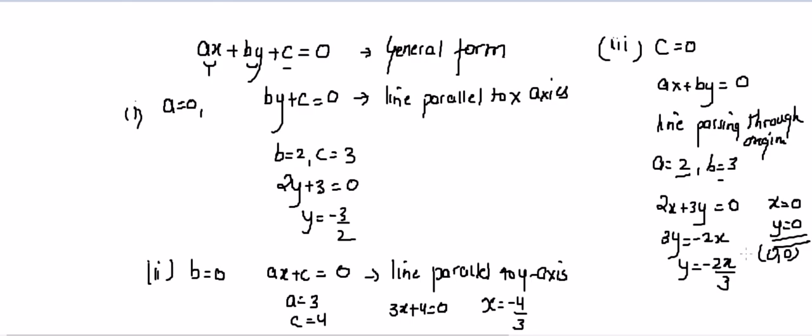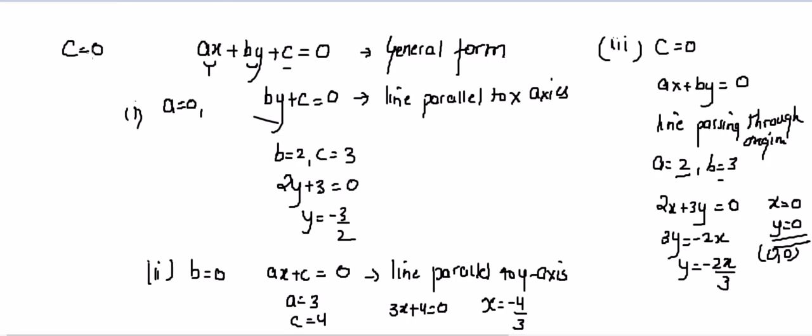And what will happen if a, b or c are non-zero? But again I'll repeat, a and b together can never be 0, because if a and b become 0, your equation will be c equals 0. It's not a straight line.